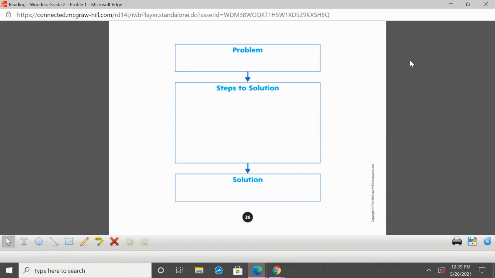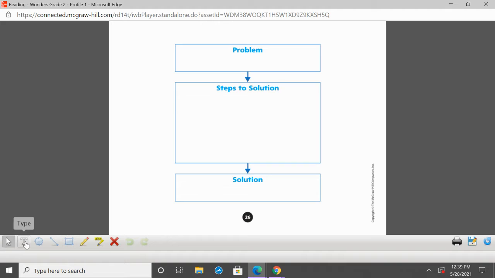And once you have those materials, I want you to draw this on your paper. So I want you to have a box at the top for problem. Then we're going to have the steps to the solution. So the steps that we need to take to get our answer. And then we have our solution or our answer to the problem. So if you need to pause me to draw this on your paper, go ahead. And once you have it, you can go ahead and unpause me.